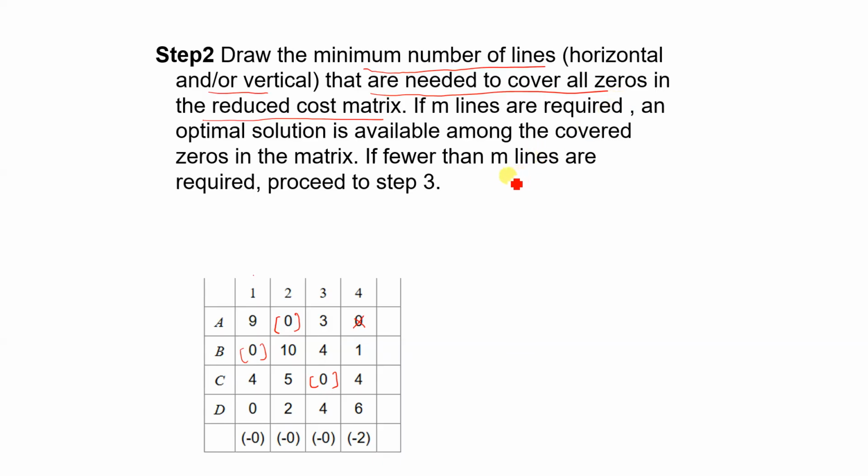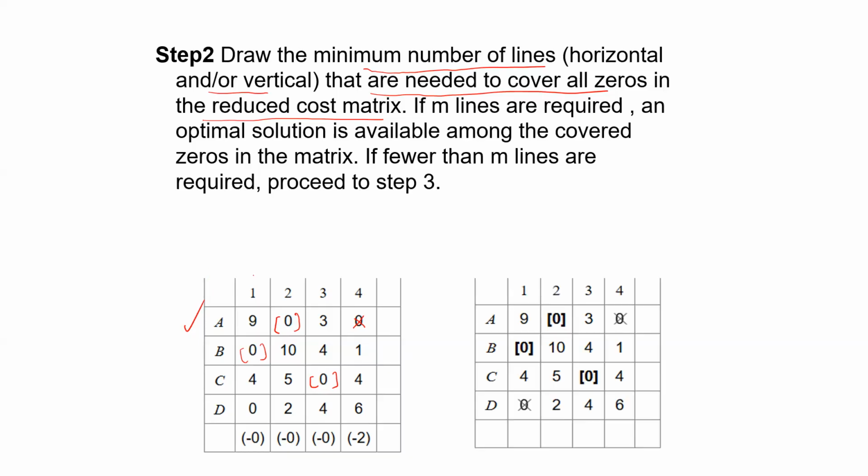But if we don't have an optimal assignment, then the number of these vertical or horizontal lines covering all the zeros must be less than the order of the cost matrix, right? Okay, so let's try. So this is the assignment done part. Now there are a few things to take into account while covering these zeros by vertical or horizontal lines.